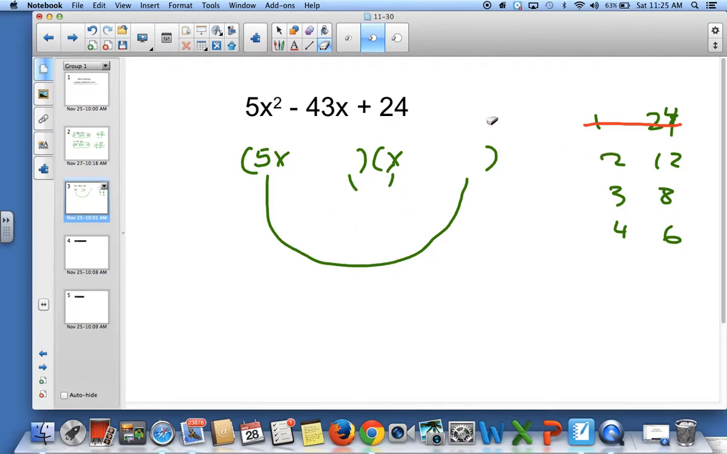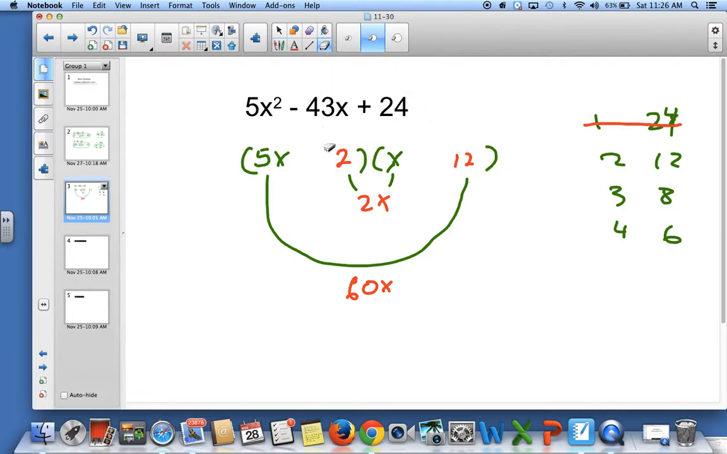So now let's try 2 and 12. So I'm going to try 2 and I'm going to try 12. And then 5 times 12, that's 60x. 2 times x is 2x. 60 plus 2 is 62, not 43. It's not 2 and 12.